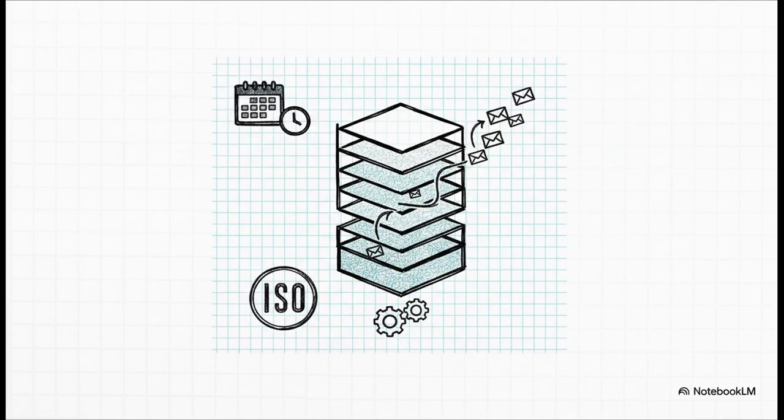So picture this. It's the late 1970s, and all these different computer networks can't really talk to each other. It was a mess. So the International Standards Organization stepped in and created a universal blueprint to fix the problem, the OSI model. It's a 7-layer framework that standardizes communication. It's basically the official rulebook for our digital postal service.